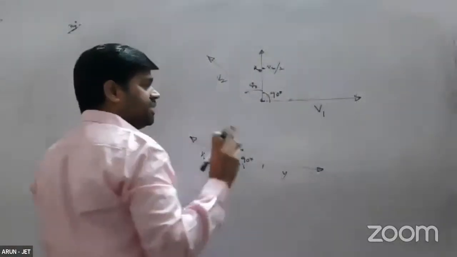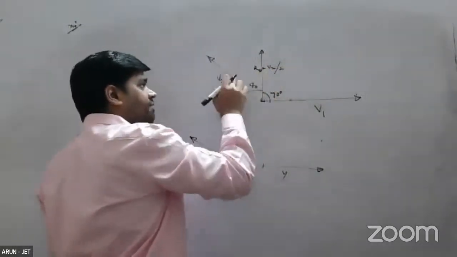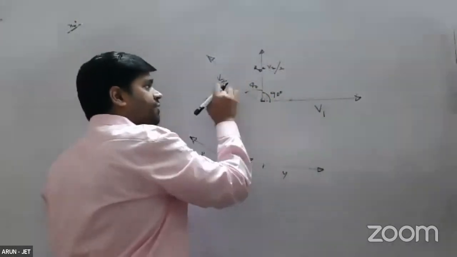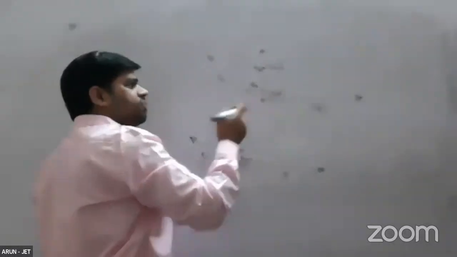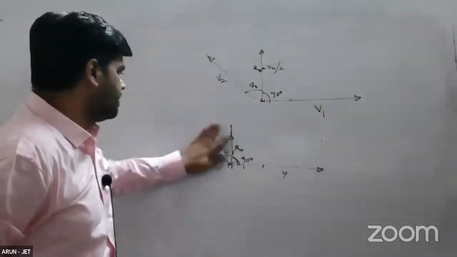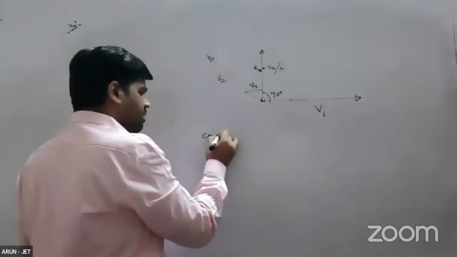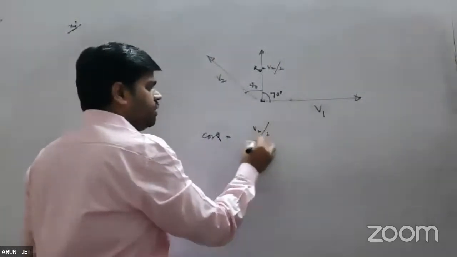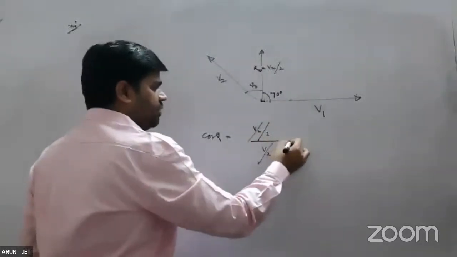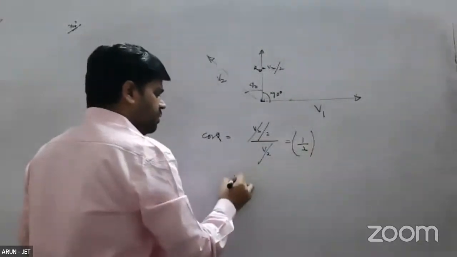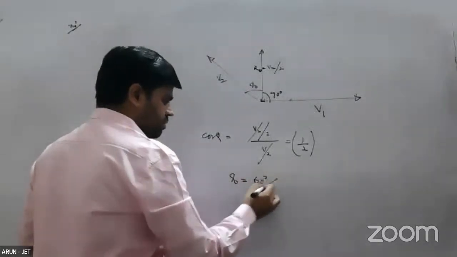Now, the question also said the magnitude of the resultant is half that of V2. It is perpendicular to V1 and half that of V2. I have to find the angle between the two vectors. 45 degrees, sir. Okay, 45. Can you tell me what equation you are using? Cos theta or sin theta? Cos theta. Right. So cos theta is equal to V2 by 2 by V2. V2 gets cancelled out. I get 1 by 2. When is cos theta 1 by 2? 60 degrees. So theta is 60 degrees.